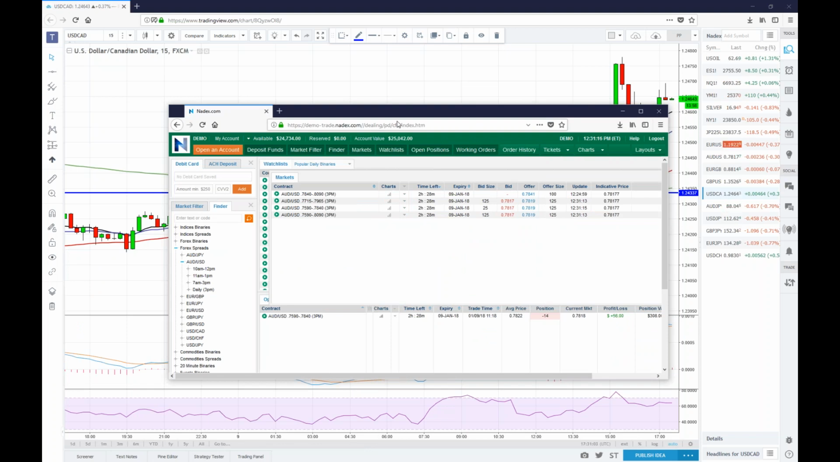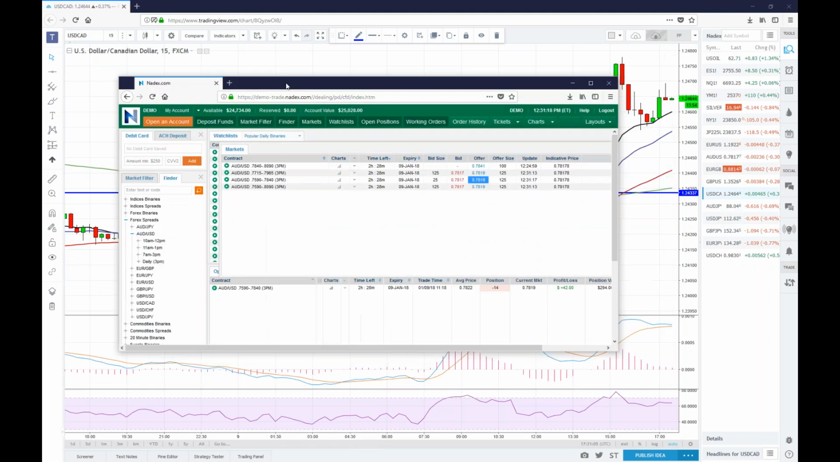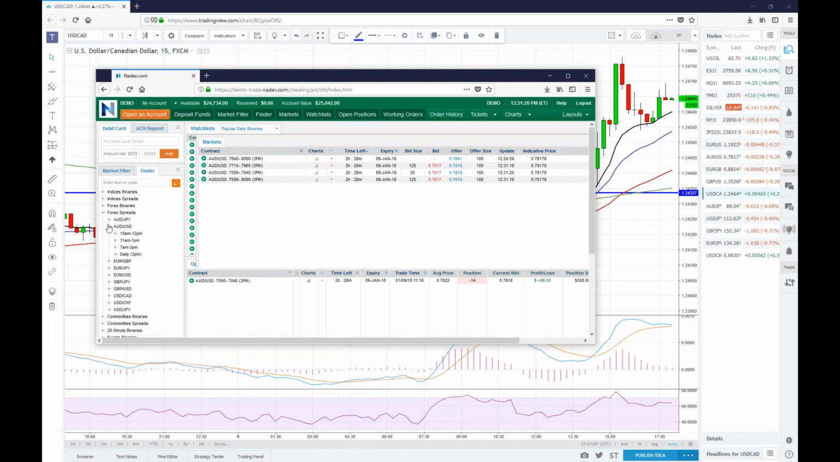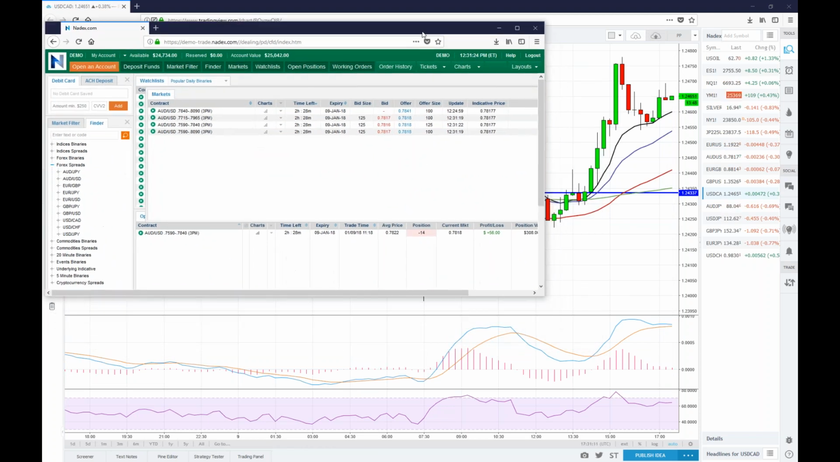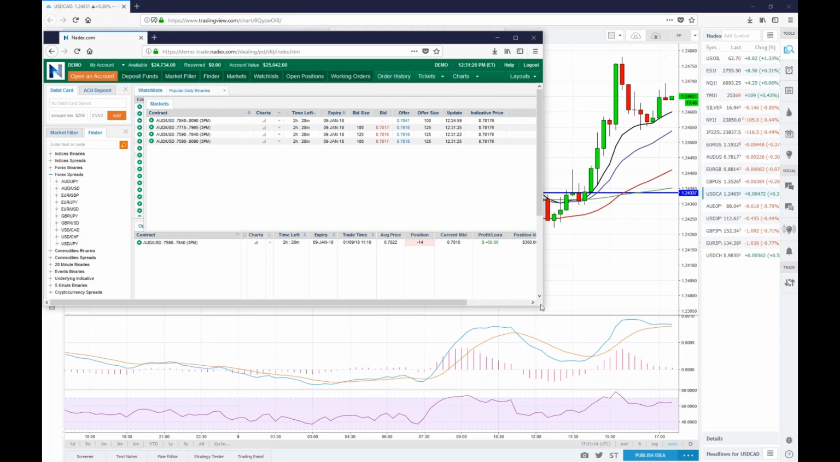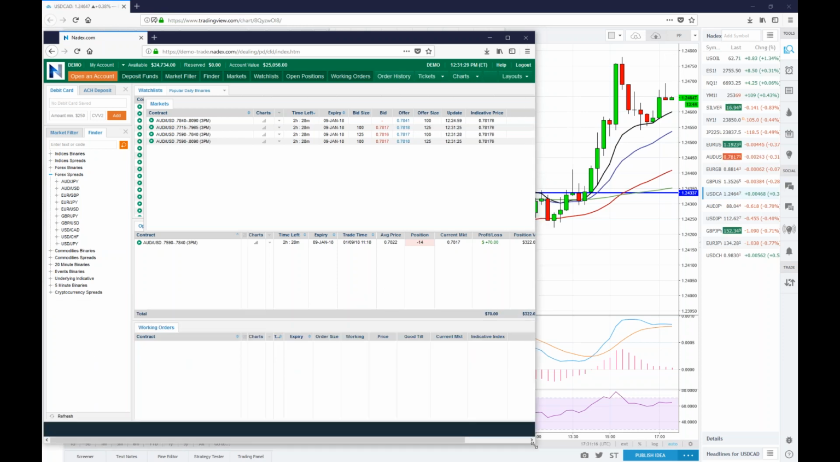Now, let's have a look here at the Nadex platform. And let's just close this down. We're looking here at US dollar against the Canadian dollar. And I want to have a look at that same market here. I'm here with Forex spreads. I'm looking at US dollar against the Canadian dollar, and I'm looking here at the 3 p.m. cycle. This 3 p.m. cycle now gives me 2 hours and 28 more minutes on my trade.